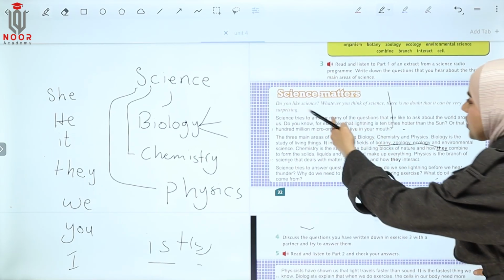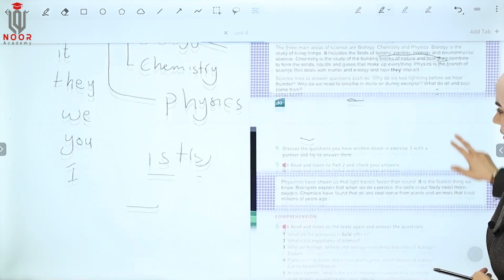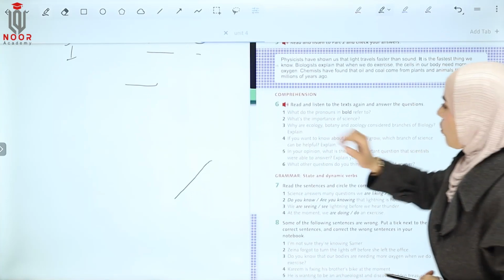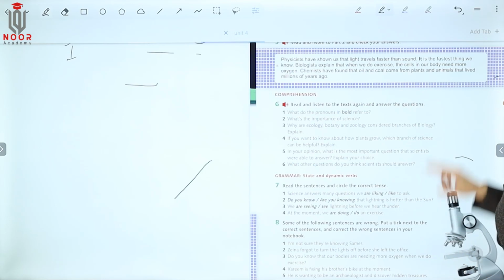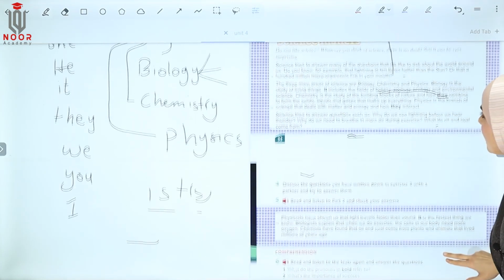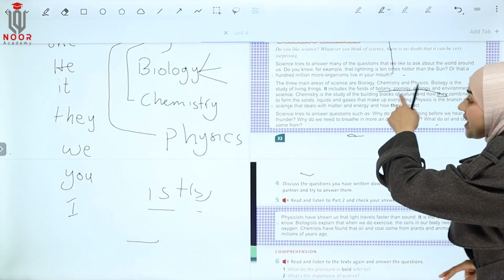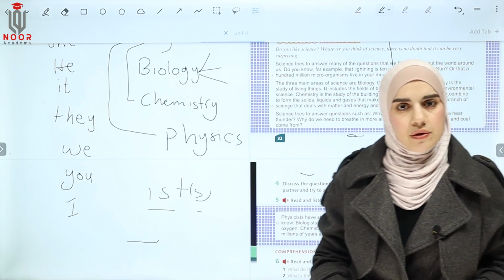Now, try to answer many of the questions. Yes, very good. Why are ecology, botany, zoology considered branches of biology? You should go back to biology once again and read carefully about these 3 branches.